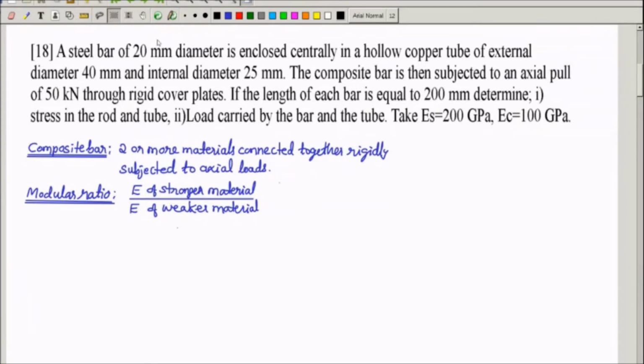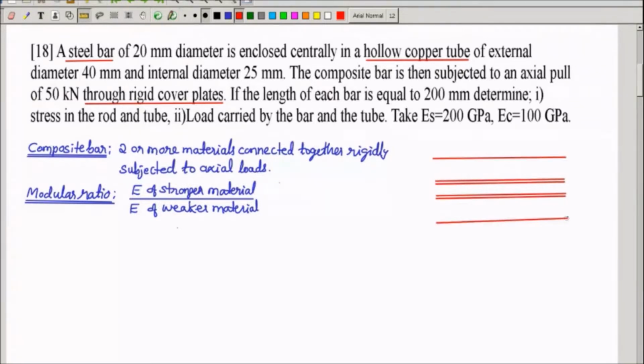Now, as he mentions, there are two materials. One is a steel bar and the other is the hollow copper tube. The steel bar is placed inside the hollow copper tube, and at the ends they are fixed together using rigid cover plates. I will draw the sketch of the steel bar first. This is of diameter 20 mm. This steel bar is enclosed in a hollow copper tube of external diameter 40 mm and internal diameter 25 mm. So there will be a small gap between the tube and the rod. This is how the structure is.